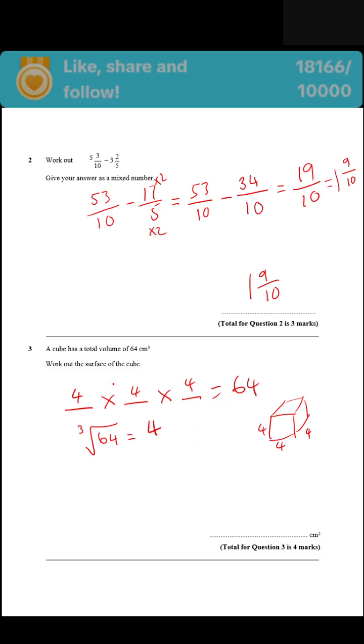The next step is to find the surface area of that cube. It says surface area, it should say surface area. So we find the area of one of the faces first. So we do 4 times by 4, that gives you 16.